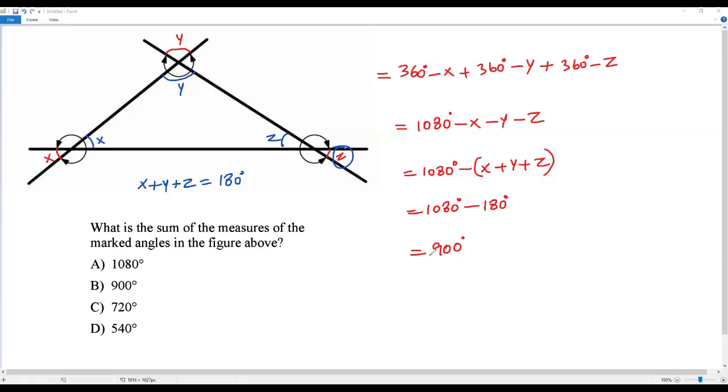Now I have the sum of the measures of the marked angles in the given figure. That is 900 degrees. We find 900 degrees in answer choice B. So the correct answer choice for this question is B.